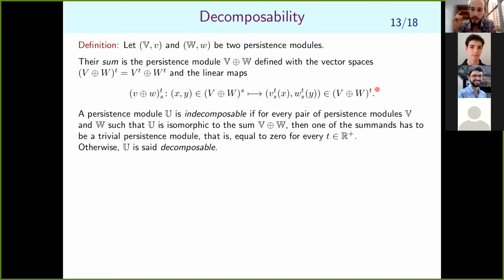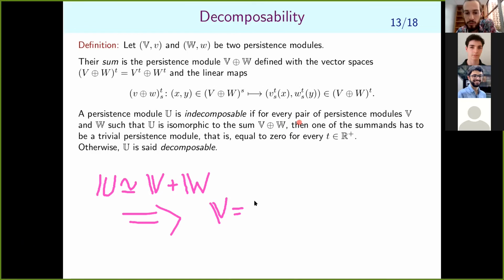And the last definition: I will say that a persistence module U is indecomposable if each time I can write U isomorphic to V plus W, then one of them has to be zero. So when I can write that U is isomorphic to the sum of two persistence modules, then V is zero or W is zero.